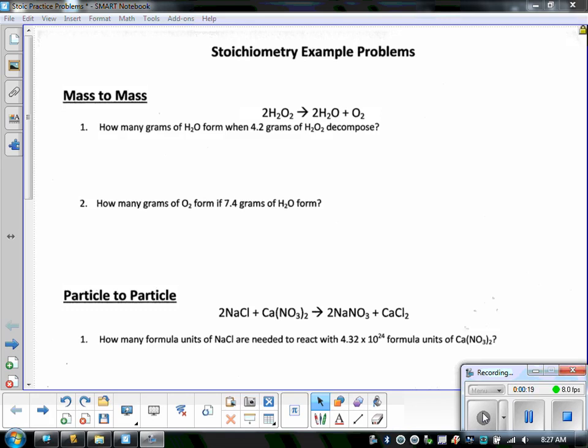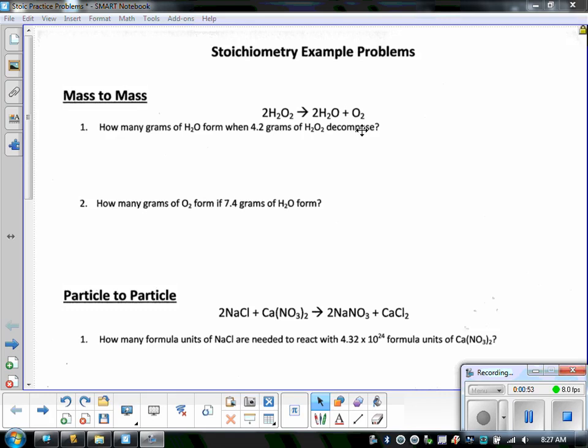So what we're going to do here is focus on the first two problems, mass to mass. First thing, notice that this equation is already balanced. We have two H2O2 that decomposes to two water molecules and an oxygen diatomic molecule. So first, make sure that the equation is balanced. Some of yours on your homework will be unbalanced, so you'll need to take that first step.